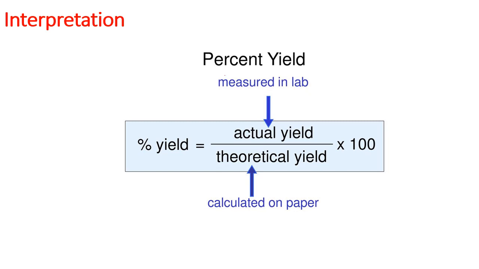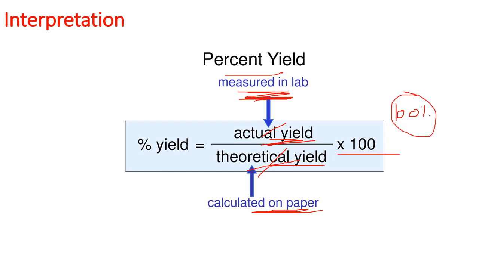So again, the percentage yield is equal to the actual yield over the theoretical yield times 100. This actual yield is the one you measured and you got in the lab. However, the theoretical is the one that was done by the paper, by the paper and the pen and the calculator. If the actual was equal to the theoretical, you get 100% percentage yield, and this is just a theoretical value. This can never be attained.